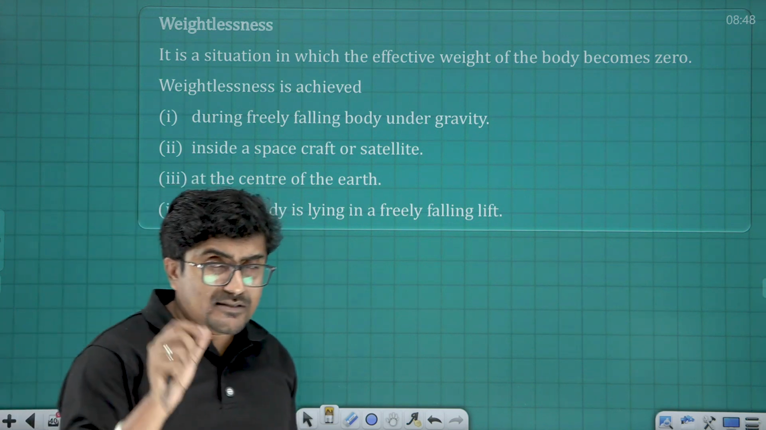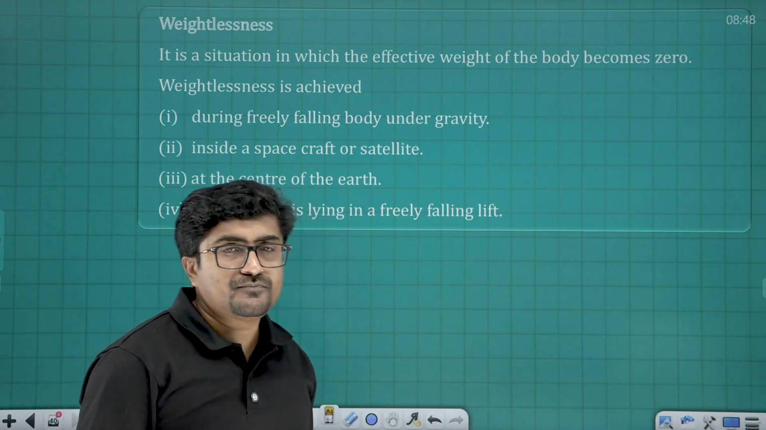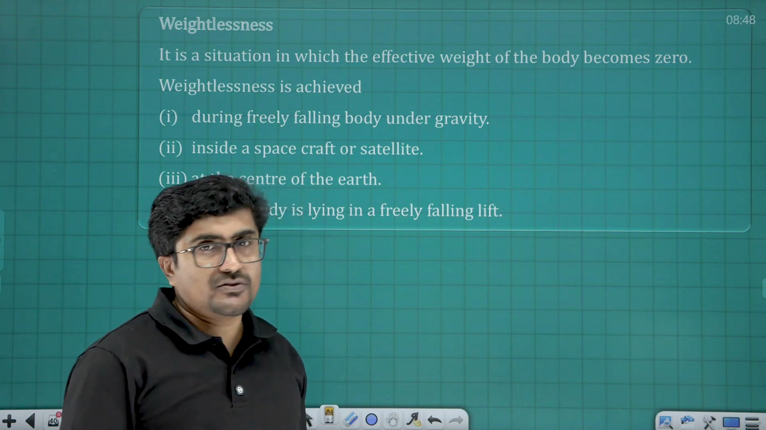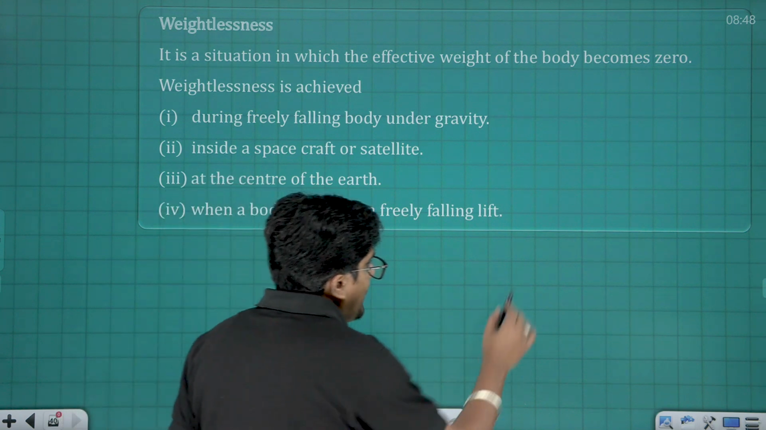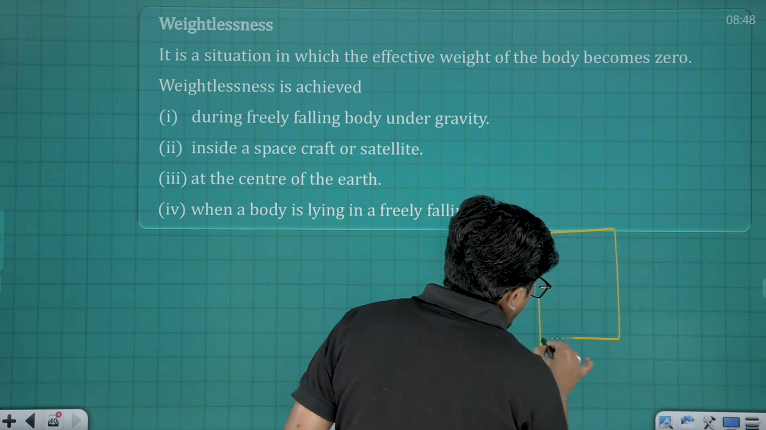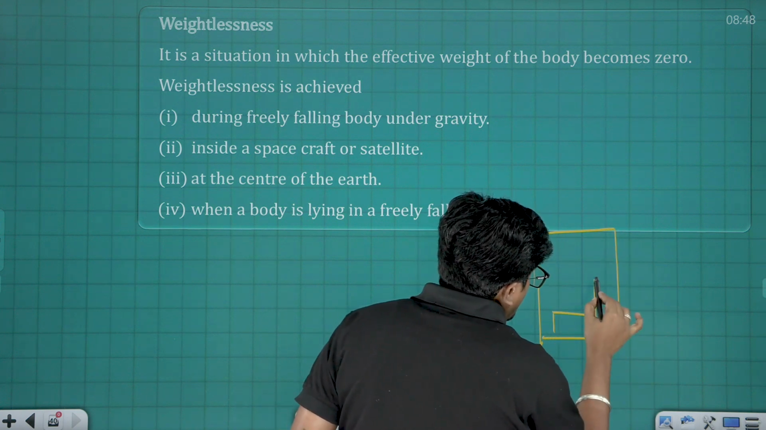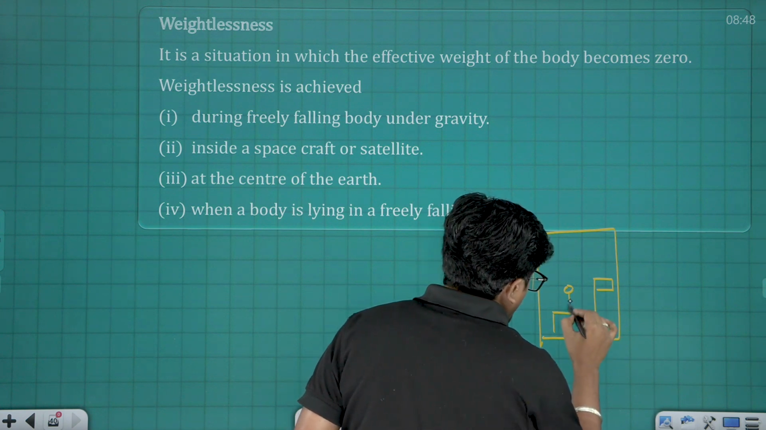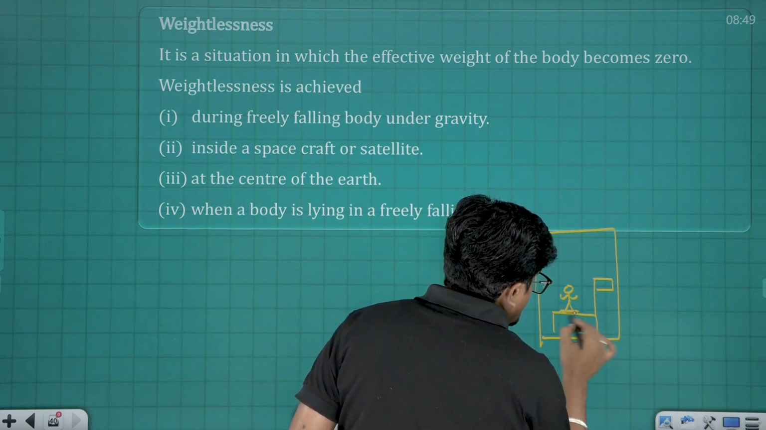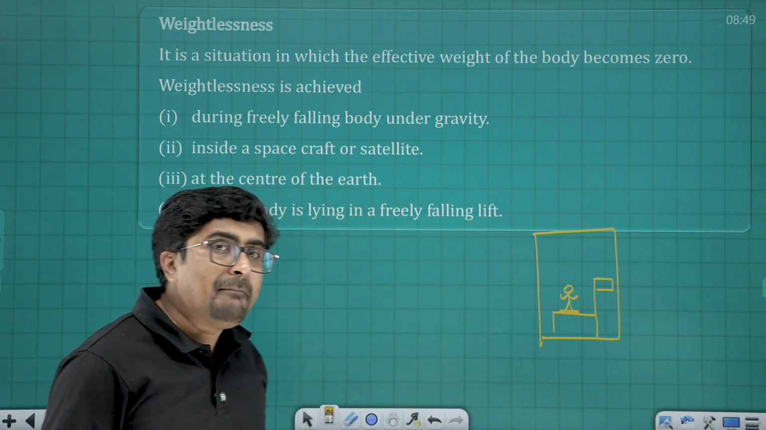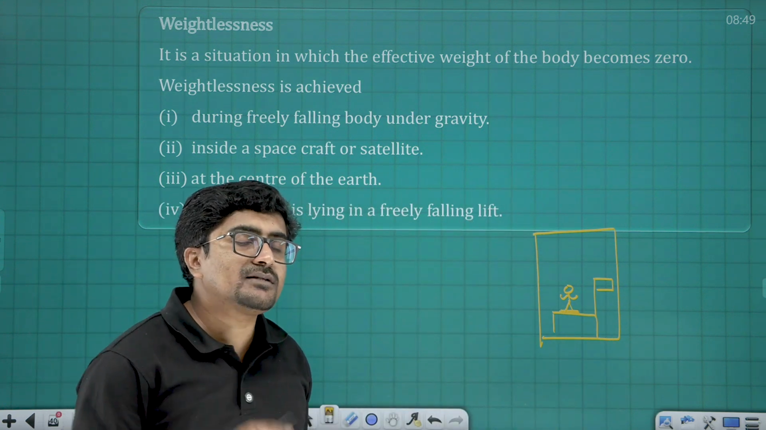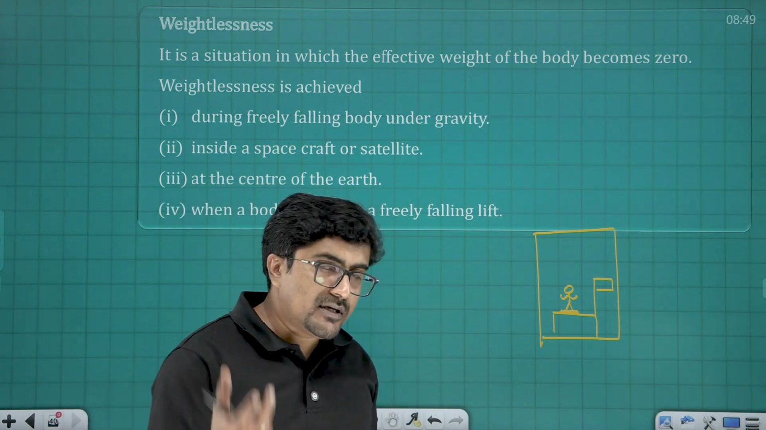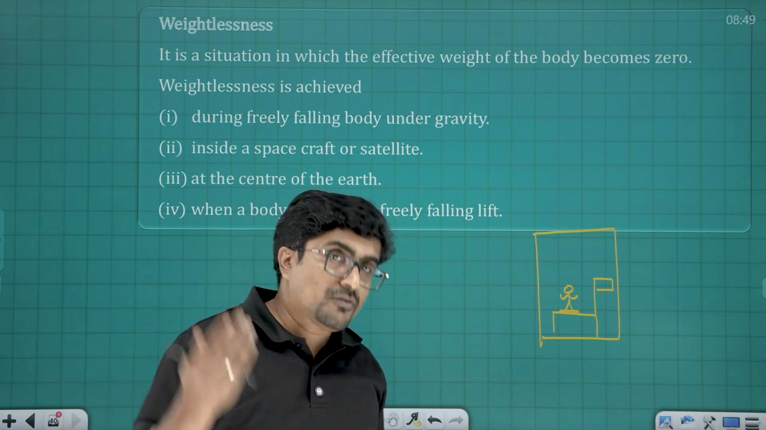Weight is definitely being measured by a weighing machine, and a weighing machine is always measuring the reaction force. Like for example, if I have a platform based weighing machine, there the reading on the display is based on the normal reaction experienced by this floor. So if a machine is showing 0 reading, that means it is not experiencing a normal reaction. If the normal reaction is increasing, the reading will be increasing. That means the machine will say that the weight of the body is increasing.